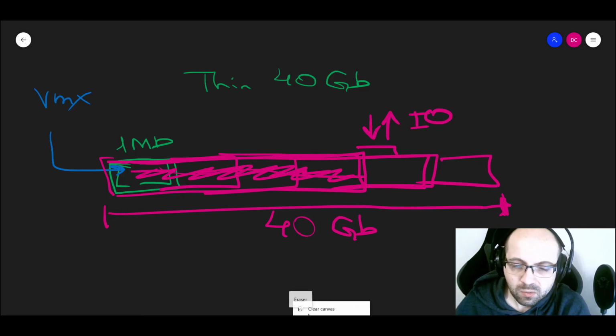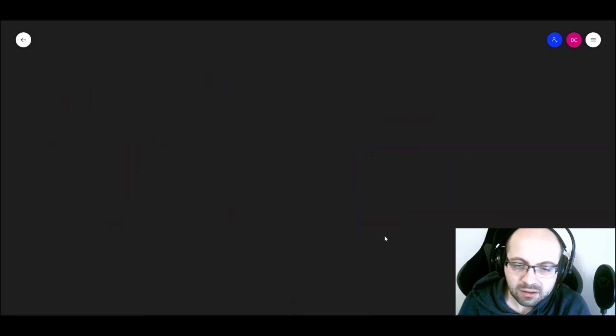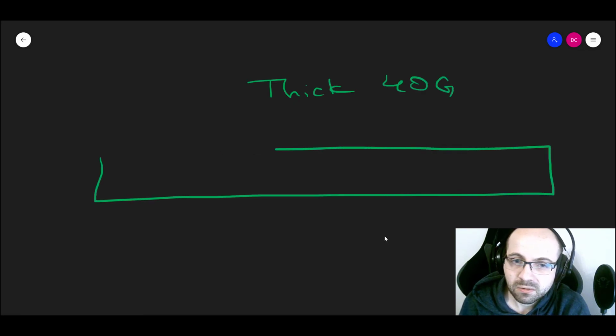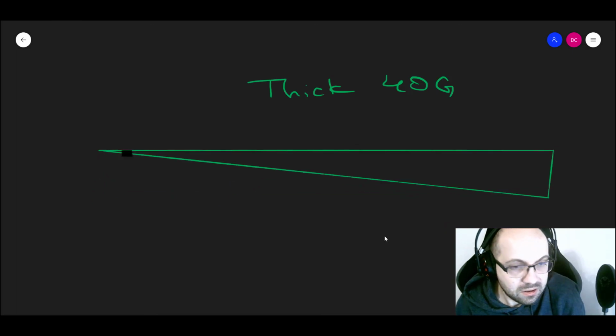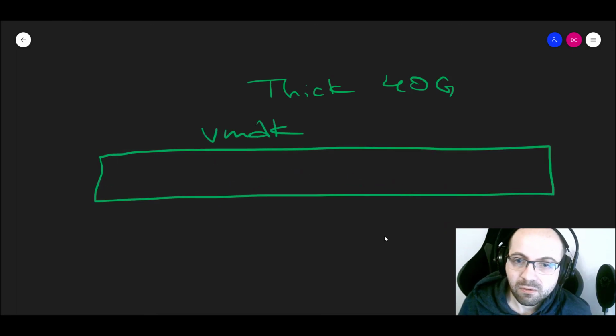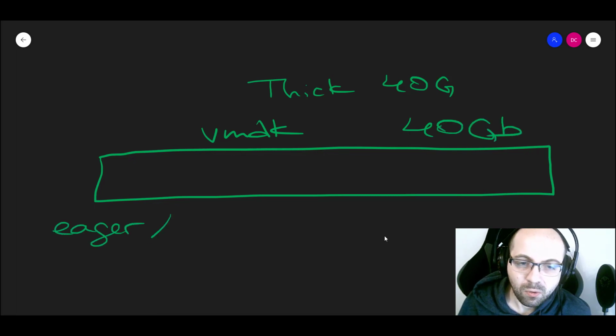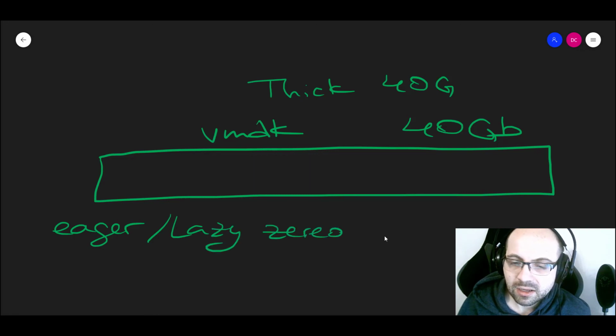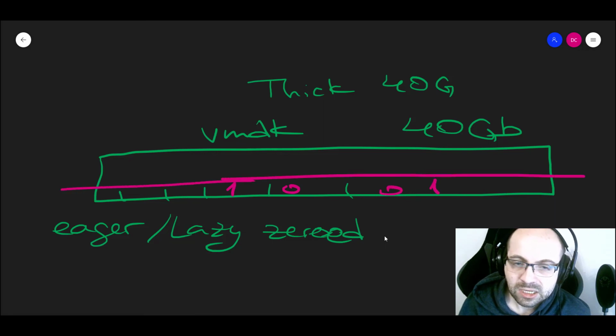The thick disk, when you create it, let's say you make a thick 40 GB disk, it will immediately create the VMDK file of 40 GB. And then if it's eager or lazy zeroed, that is only about zeroing the actual data. So it could keep the data as is. There would be some ones and zeros which are not used, so they are there, but they're on the storage level.